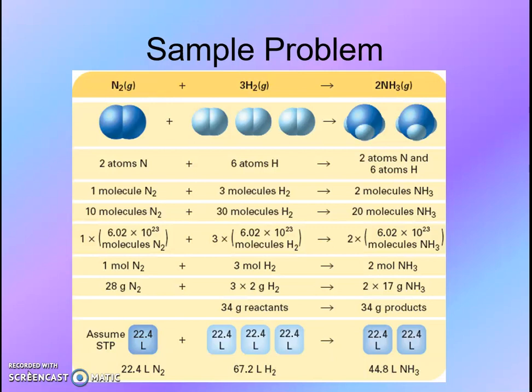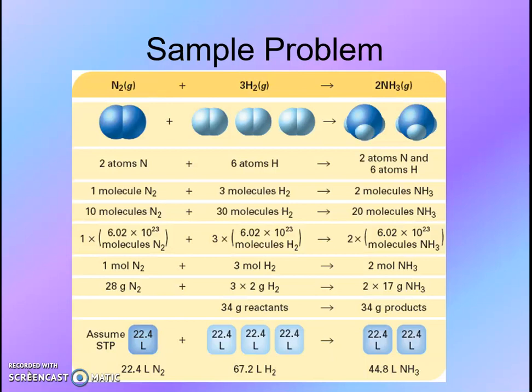Because now if I have 6.02 times 10 to the 23rd molecules of nitrogen, I have 1 mole of nitrogen. And if I have 18.06 times 10 to the 23rd molecules of hydrogen, then I have 3 moles of hydrogen. And if I have 12.04 times 10 to the 23rd molecules of ammonia, I have 2 moles of ammonia. So I can use those coefficients up above in the balanced chemical equation, again, to look in terms of moles, looking at the much larger, the macroscopic amount of that reaction.